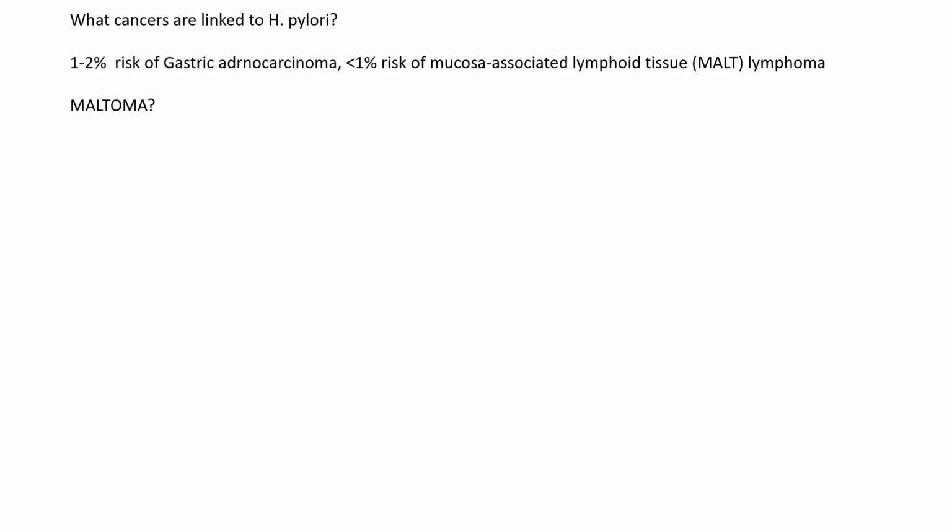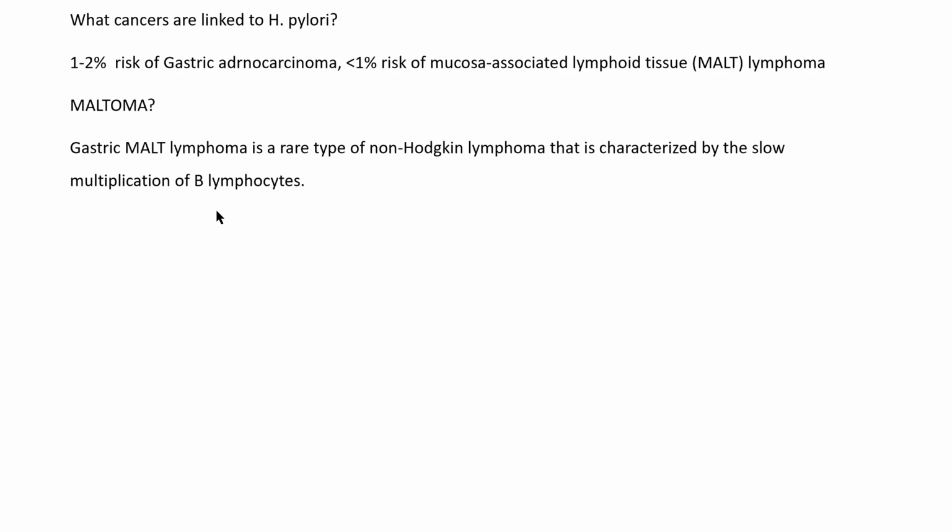They are tumors arising from mucosa-associated lymphoid tissues within the mucosa of the gastrointestinal tract. It's a rare type of non-Hodgkin lymphoma. So you need two words, non-Hodgkin and B lymphocytes. It is a B cell type non-Hodgkin lymphoma of the stomach.